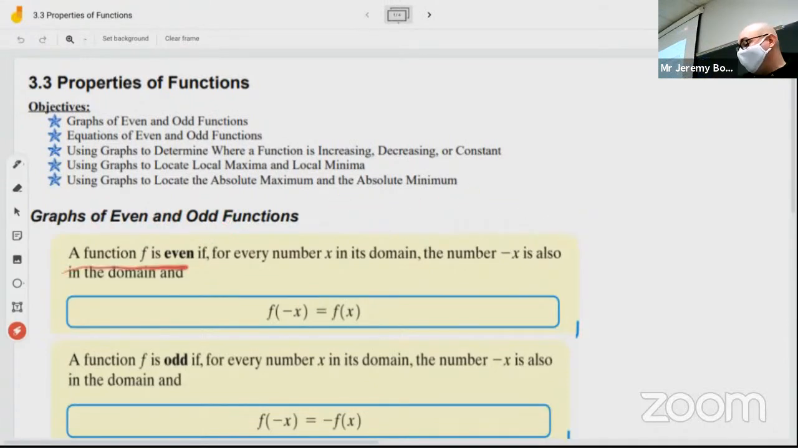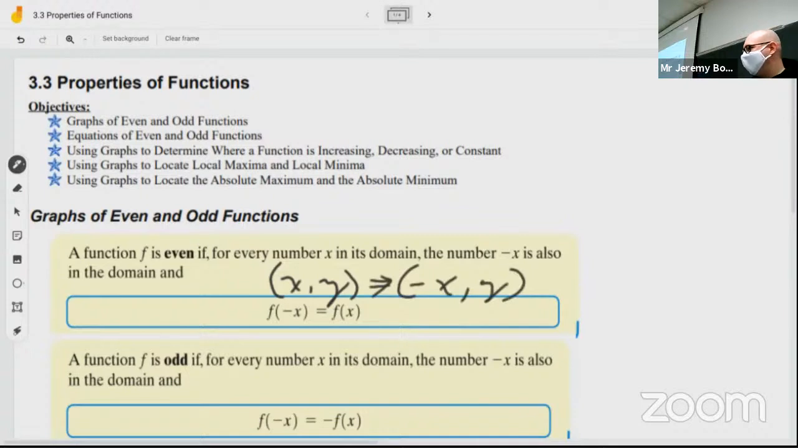A function f is even if for every x in its domain, the number negative x is also in the domain. So what that's saying is basically if you have the point x comma y, you also have negative x comma y. Which you may think sounds familiar. Anybody remember where that's from? No?